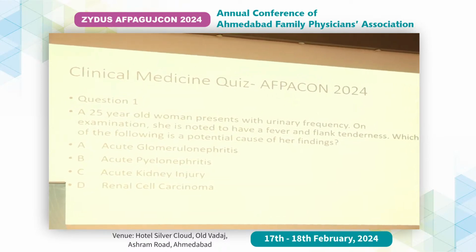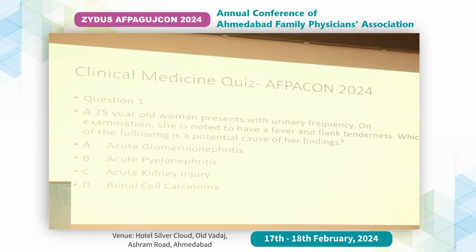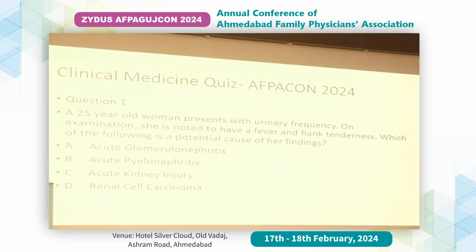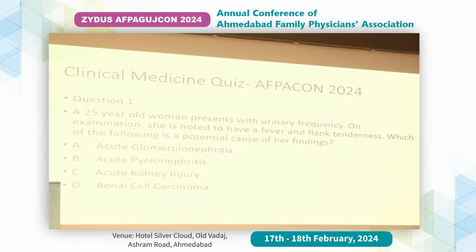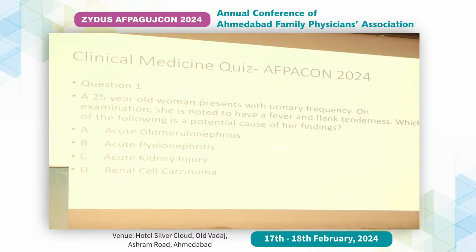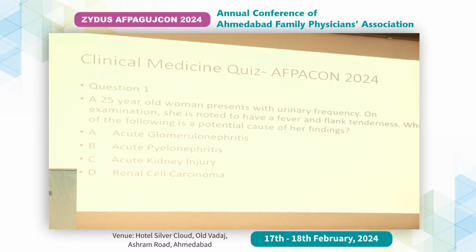A 25-year-old woman presents with urinary frequency. On examination, she is noted to have a fever and flank tenderness. Which of the following is a potential cause of her finding? This is very common; we see it in our practice. Answers are acute glomerulonephritis, acute pyelonephritis, acute kidney injury and renal cell carcinoma. The correct answer is acute pyelonephritis.